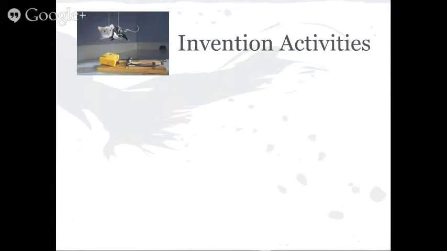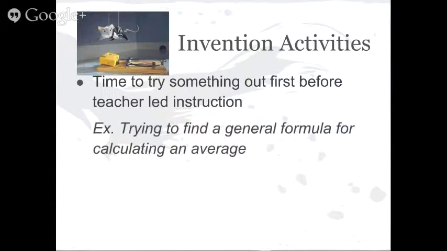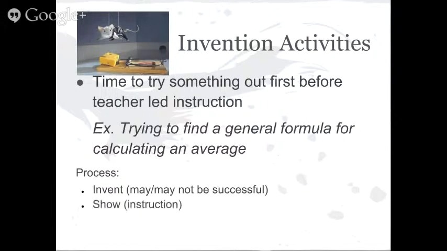Another thing you can try to use with students is this idea of an invention activity. That's just really simple. It's time to try something out first before teacher-led instruction. So it could be something like trying to find a general formula for calculating an average. The process is quite simple. There's some time to invent at the start, so they may or may not be successful. That's not really important. Then there would be the teacher-led instruction, and then some time to practice what they've figured out and apply the methods to different problems.